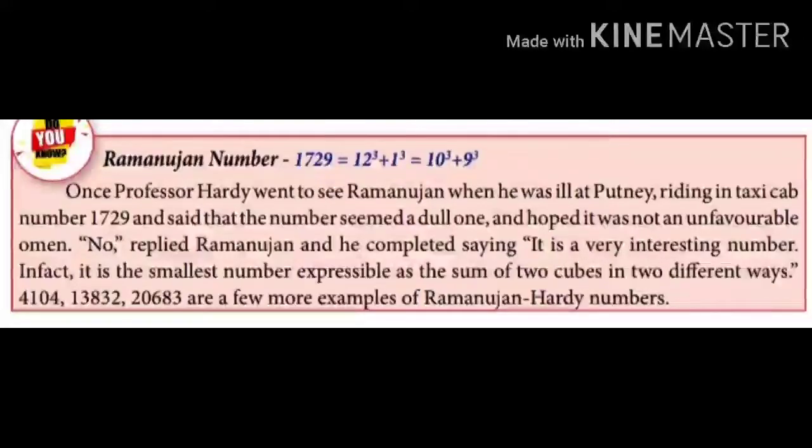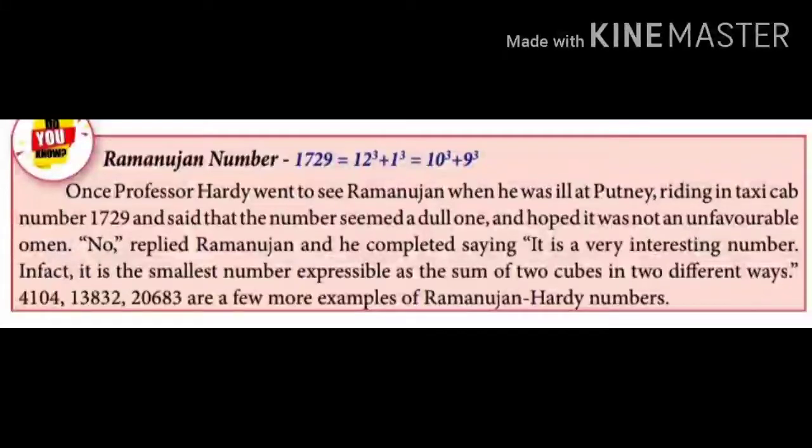Ramanujan number is very important in cubes and cube roots. Ramanujan number: 1729 equals 12 cubed plus 1 cubed, which equals 10 cubed plus 9 cubed.